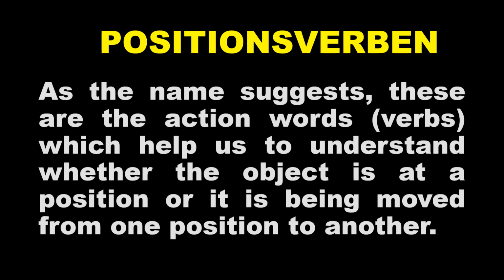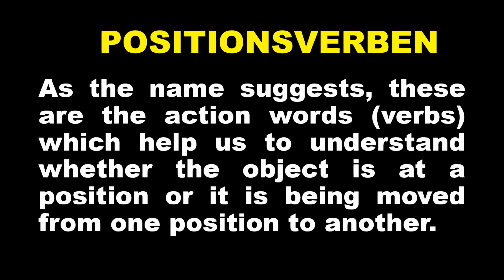Now, before going further, let's first understand what are position verbs. In German, we call them Positionsverben. In very simple words, I have given here explanation in English. As the name suggests, these are the action words or verbs which help us to understand whether the object is at a position or it is being moved from one point to another or from one position to another. So that is how we can understand these verbs are position verbs.